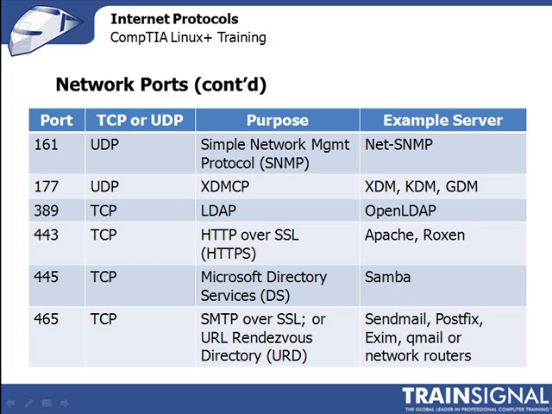The next port, 443, uses TCP as well, and its purpose is HTTP over SSL, or HTTPS. Example servers are Apache and Roxen. The next port is 445, which also uses TCP, and its purpose is Microsoft Directory Services, and an example server is again Samba. 465 uses TCP, and its purpose is SMTP over SSL, or URL Rendezvous Directory. Example servers again are SendMail, Postfix, Exim, Qmail, or network routers.